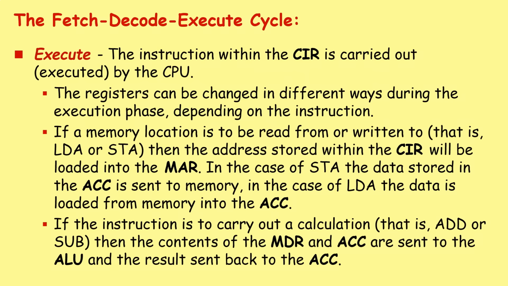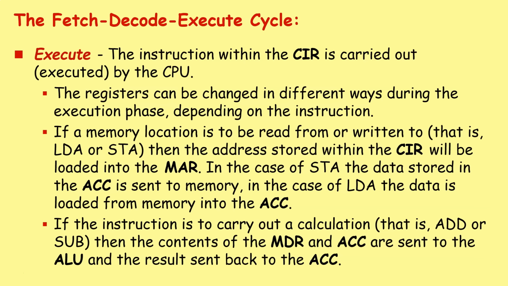The execute stage. The instruction within the current instruction register is carried out or executed by the CPU. Registers can be changed in different ways during the execution phase, depending on the instruction. If a memory location is to be read from or written to, that is an LDA or STA instruction in the little man computer, then the address stored within the current instruction register will be loaded into the memory address register. In the case of the STA or store operation, the data stored in the accumulator is sent to memory. In the case of a load or LDA instruction, the data is loaded from memory into the accumulator.